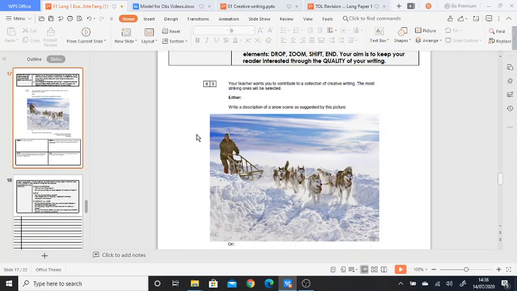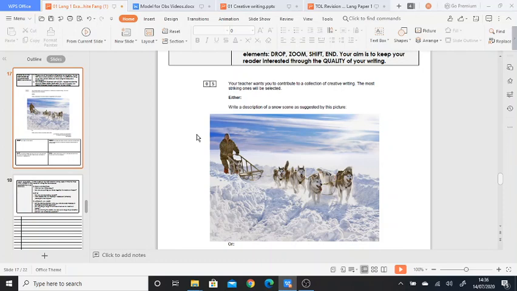Question 5 asks you: your teacher wants you to contribute to a collection of creative writing. The most striking ones will be selected. That's not the most important part of this question, but it gives you some sort of context, of what you're doing. You're writing for an audience, which is quite important to understand.